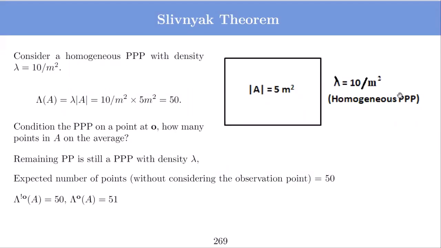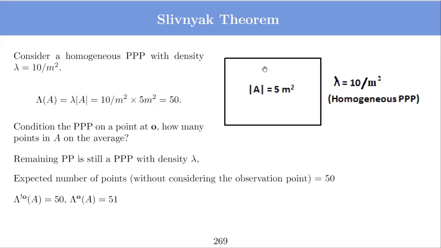Okay, so let us see some examples. Consider a homogeneous Poisson point process with density lambda 10 per meter square. So if I take a square of area 5 meters square, how many points are there on the average? The mean number of points in this area is lambda into size of A, so it will be 10 into 5, which is 50. Now suppose the origin is there, these are axes and origin inside. Now condition that there is a point at the origin, how many points are there in A on the average?